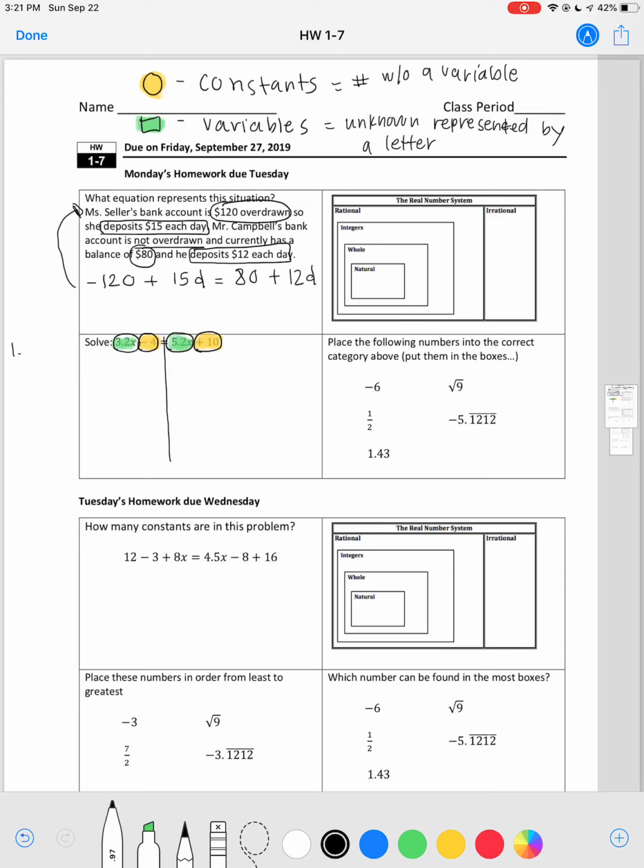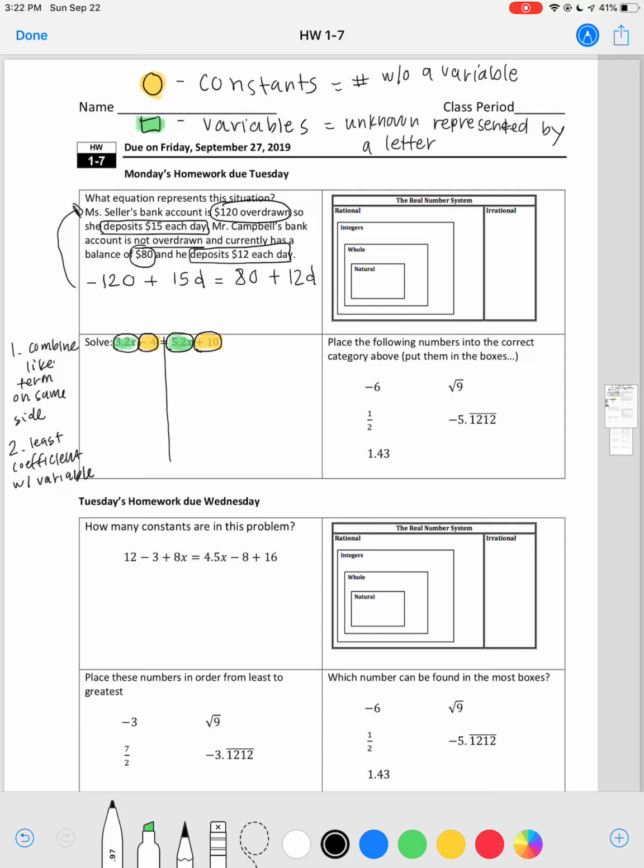So step 1 was combining like terms on the same side. So since we don't have like terms, we're going to move to step 2. And since we have variables on both sides, we're going to find our least coefficient with the variable, and we're going to move it to the other side by doing its inverse.